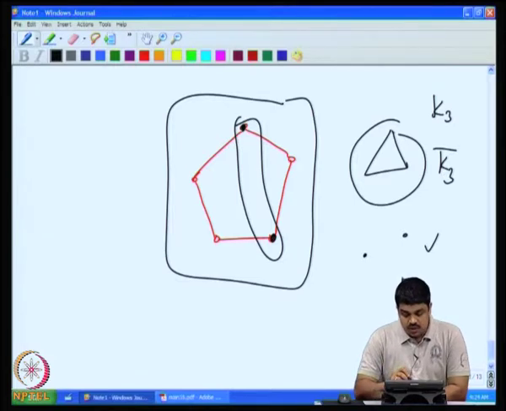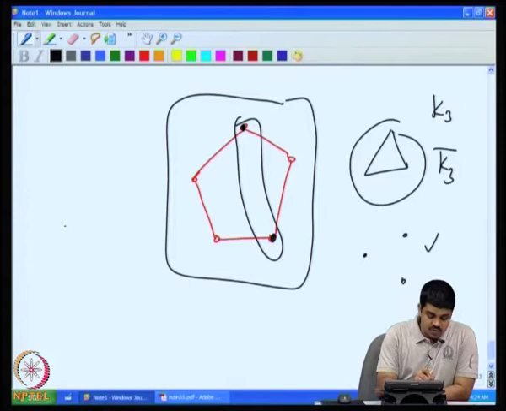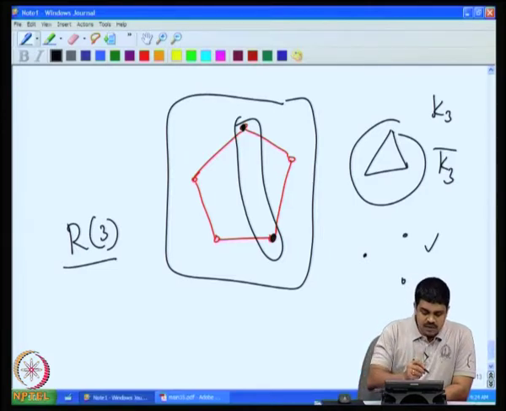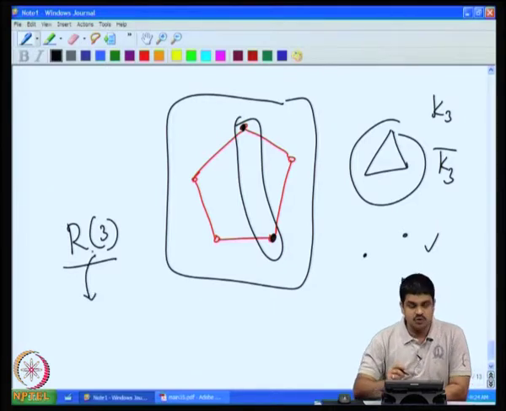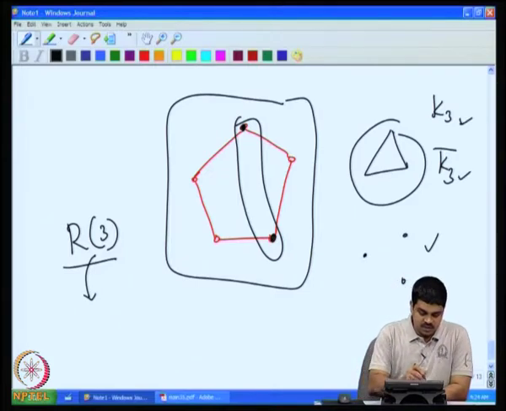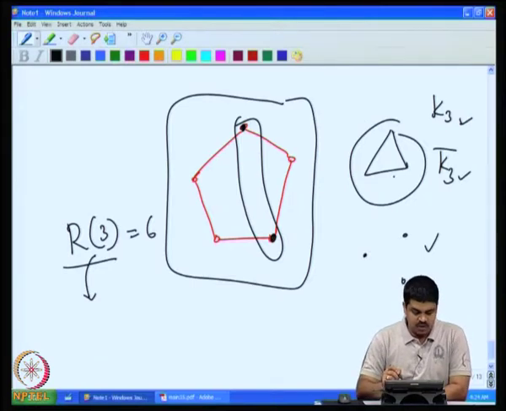So, when we say R of 3, we are interested in the smallest number such that from that number onwards, if the graph has so many vertices, it should always be the case that we have either a K3 or a K3 bar. And for any number below this, we should be able to find at least one graph with the property that neither a K3 nor a K3 bar exists in it. That is why R of 3 is 6. For instance, if we take 5, then we can find this example where neither K3 nor K3 bar exists.